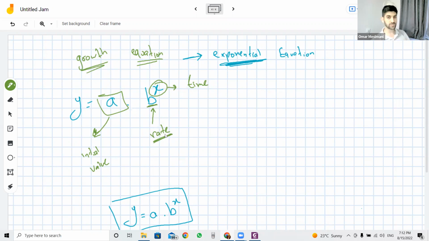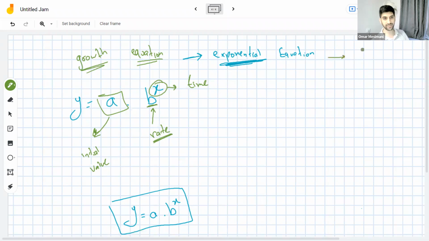The most important part is to understand the difference between the growth, the exponential, and the linear. The difference between exponential and linear. Before I start, does anyone know what the difference is? Okay. The difference between the exponential and linear is this.